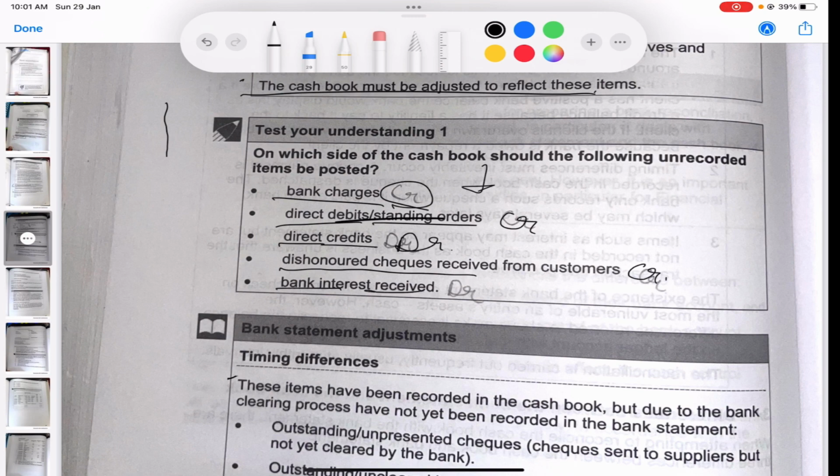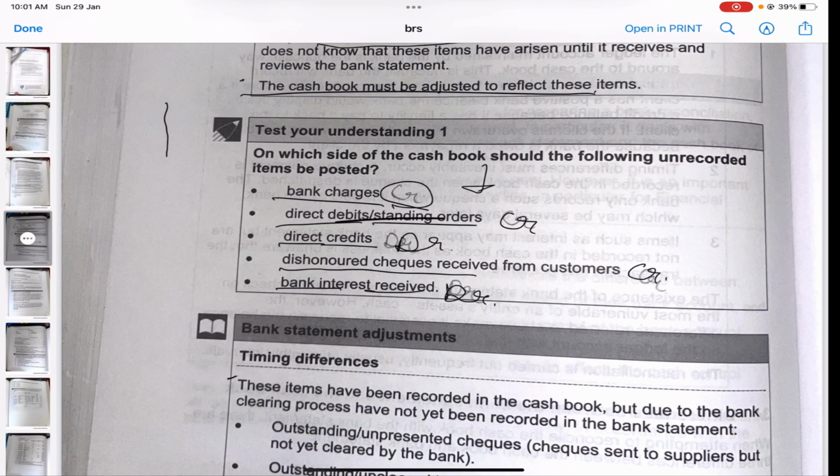Bank interest received. The bank has given me interest. For example, if I have given some money to the bank, or if I have kept my money in fixed deposits, I receive interest for it. So the bank has given me interest, but I haven't recorded it in my cash book. So this will increase my cash, so I'm going to debit it. I hope you know how to approach it from the perspective of the cash book.